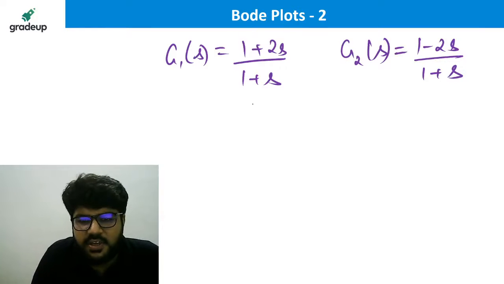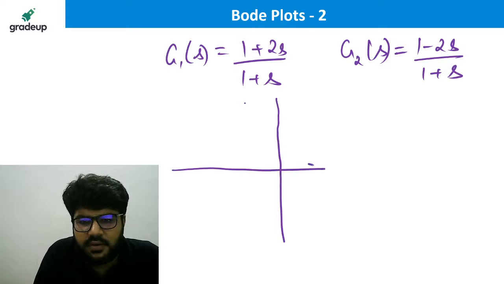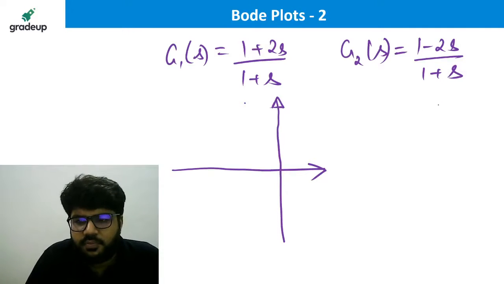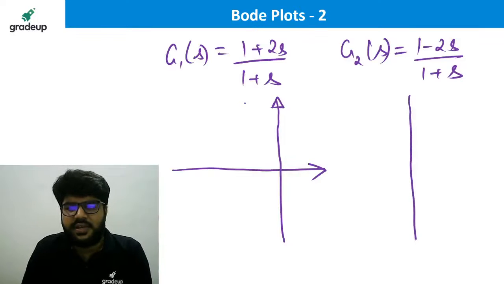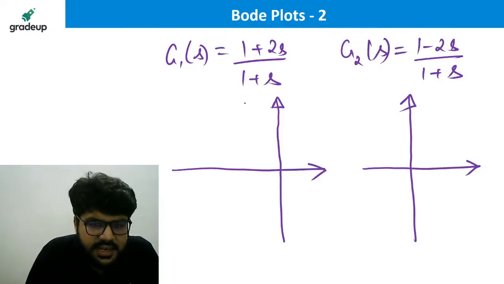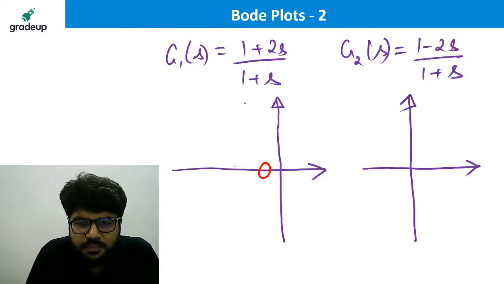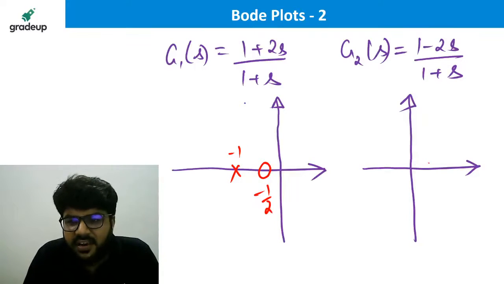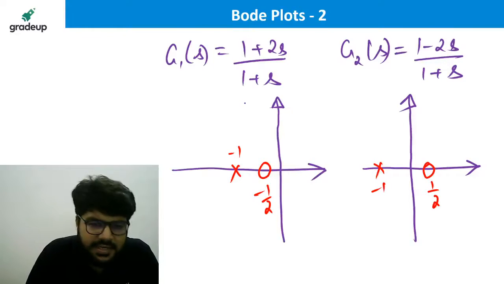What is the pole zero plot of the first one, and what is the pole zero plot of the second one? Just sketching that quickly, roughly, for the first and the second. For the first, the zero is at minus 1 by 2, and the pole is at minus 1. For the second one, the zero is at plus 1 by 2, and the pole is at minus 1.